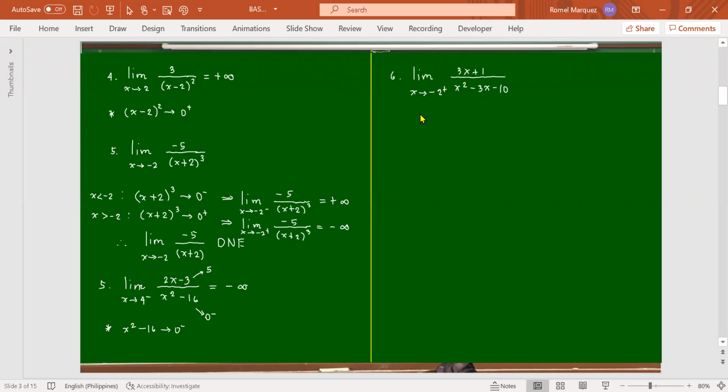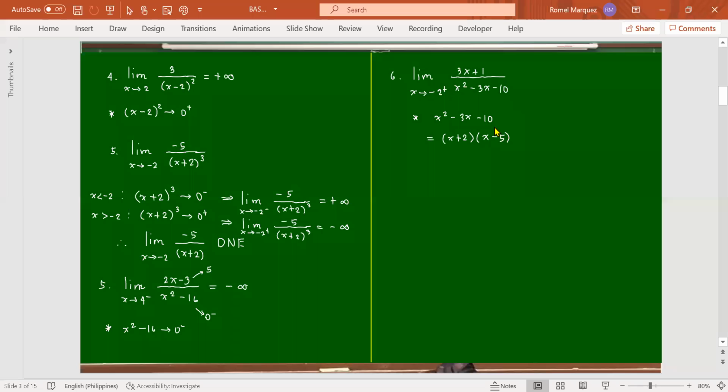Let's see. What is the factor of the denominator, guys? Let's factor it first so it is easier to get the signs. x squared minus 3x minus 10 is equal to (x plus 2)(x minus 5).